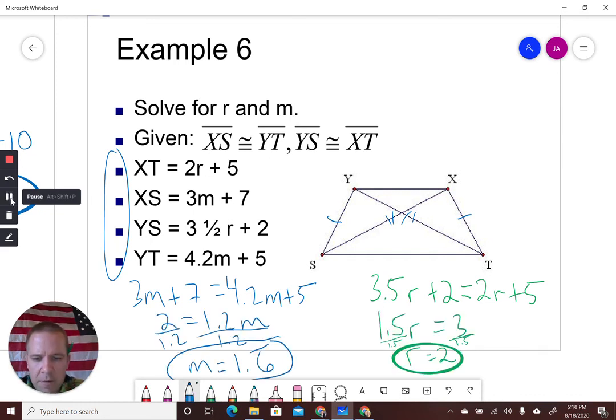And there we have it, folks. M is 1.6 repeating, or 1 2/3, however you want to write it. And then R is just 2. Cool. Well, that was lovely.